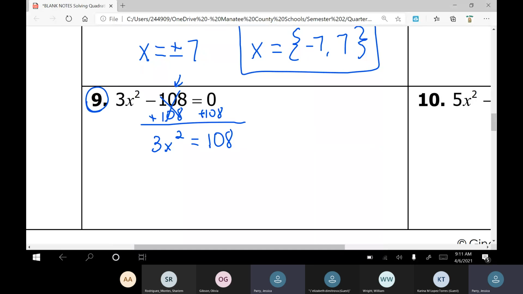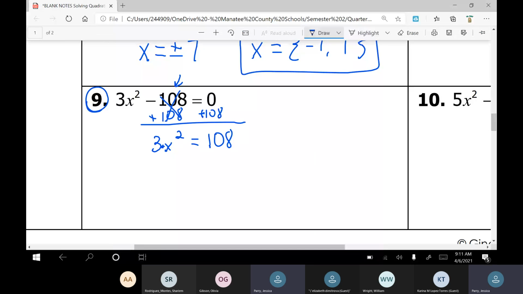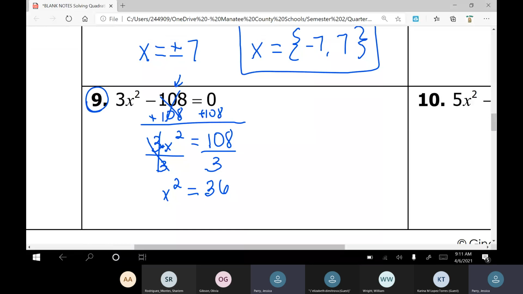Divide, perfect, because we read that as 3 times x squared. So I'll do the opposite, divide by 3. So those cancel out. I've got my x squared equals, and then 108 divided by 3 is 36. Now I have the x squared isolated. It's all by itself. Then I'm going to take the square root of both sides. So now I've got x equals.